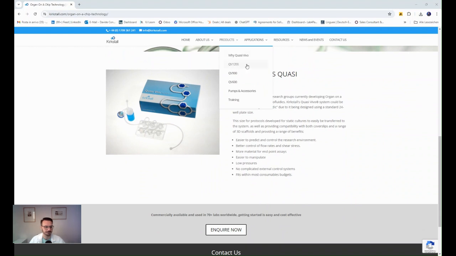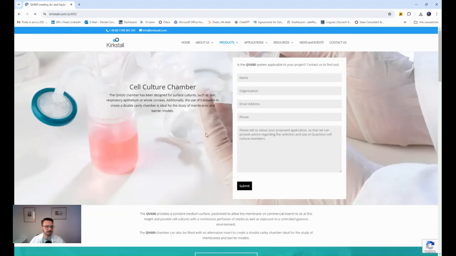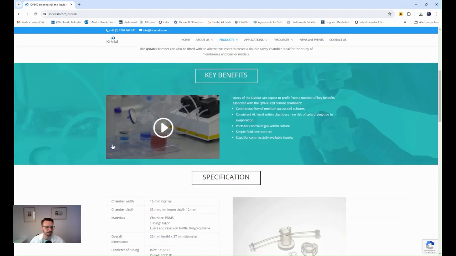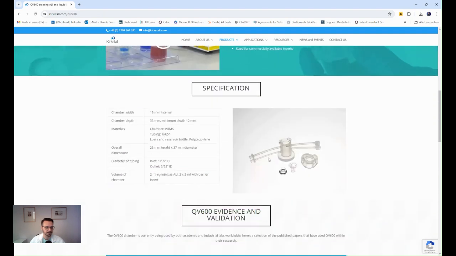If you look under products, they have different solutions, versions of the Vivo: the QV 1200, the QV 900, and the QV 600. But we can already see here that they also have pumps and accessories. So if you look into the different applications, the QV 600 is basically a single chamber, where the main feature is the transwell inside.